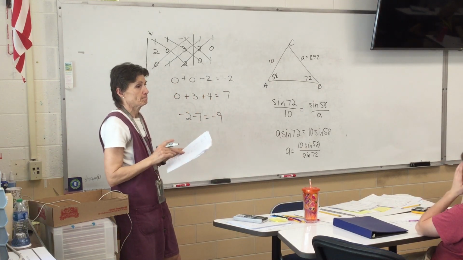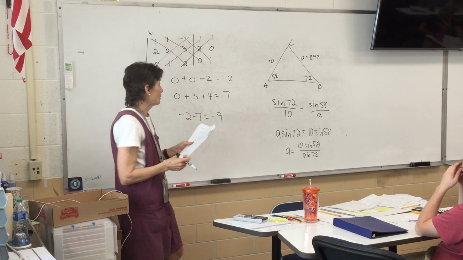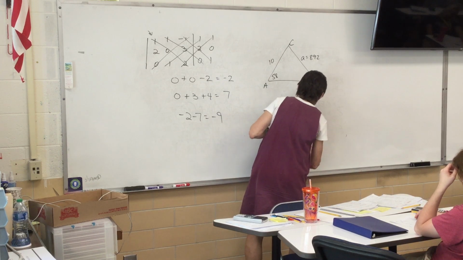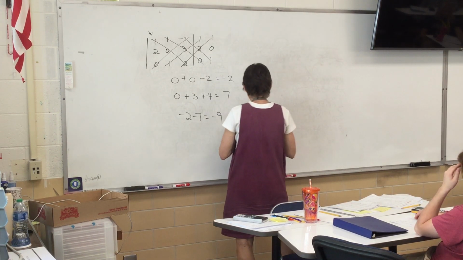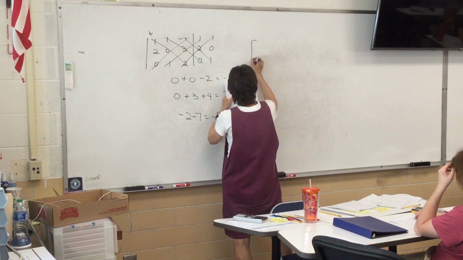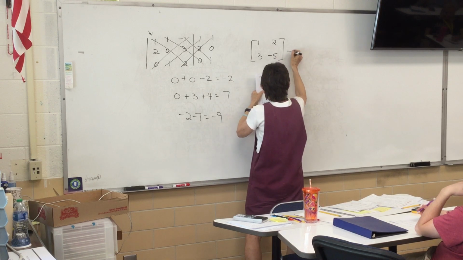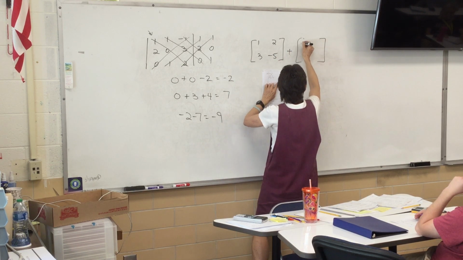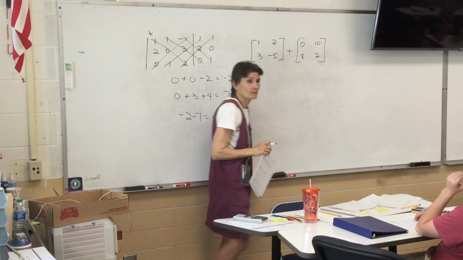Okay, who else? What about A? Is that one? A is pretty easy. How do we add matrices? Well, we gotta take the second one times 2. So if I take the second matrix times 2, I'll get 0, 10, 8, and 2.